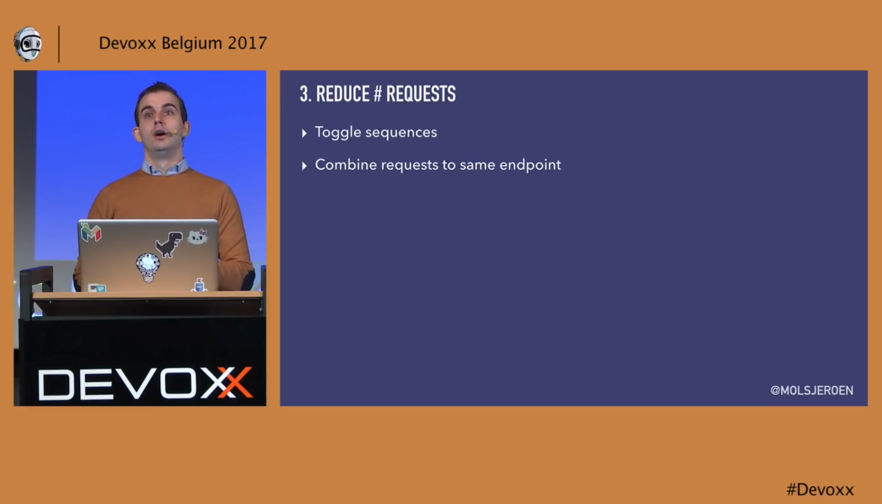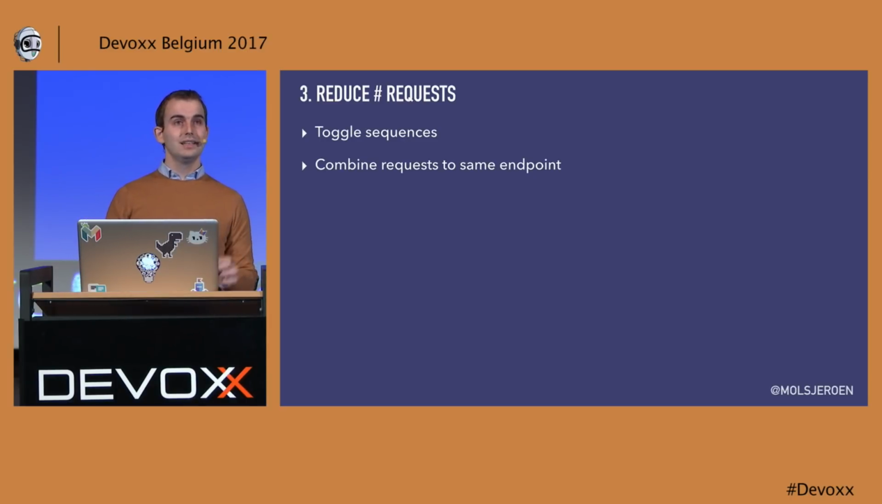Now, reducing the amount of requests. There's basically two use cases for this. Toggle sequences. If a user says, my light should go on, off, on, off, on, off, on, off, on, off, you don't want to send all of those requests, right? If you just send the latest off, that's fine. And the other use case is if the user does multiple things to the same endpoint, like, hey, turn my lights on to brightness 30% and then to color blue, you don't want to send 3 requests for that. Wouldn't it be nice if you can combine them?